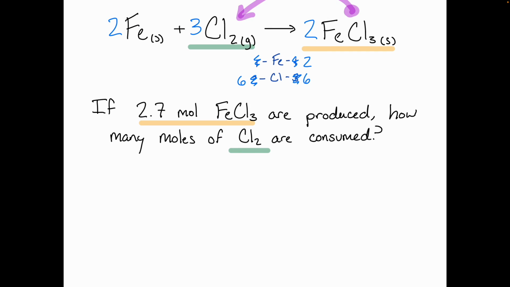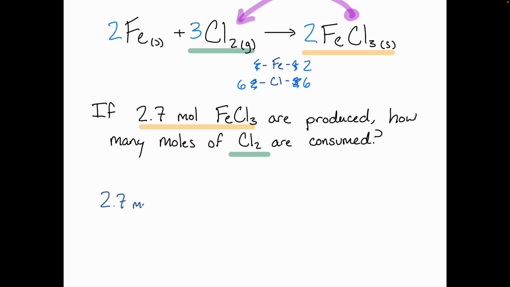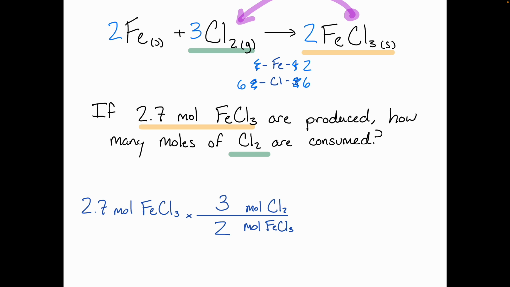So I'm going to start out with my 2.7 moles of FeCl3, and I'm going to multiply by my stoichiometric ratio, where moles of FeCl3 are on the bottom and moles of chlorine are on the top. Again, according to my balanced chemical equation, 2 moles of iron(III) chloride are produced for every 3 moles of chlorine that are consumed. All right. So then I'm going to punch this into my calculator, and I get 4.05.